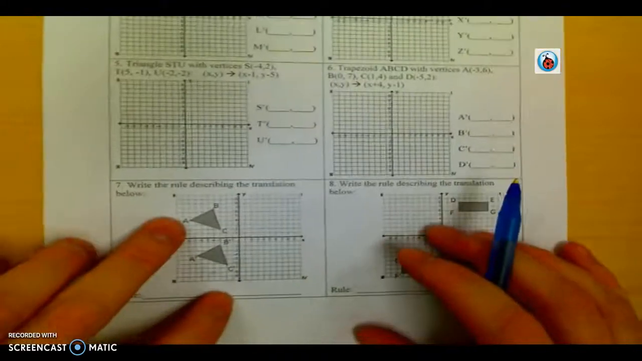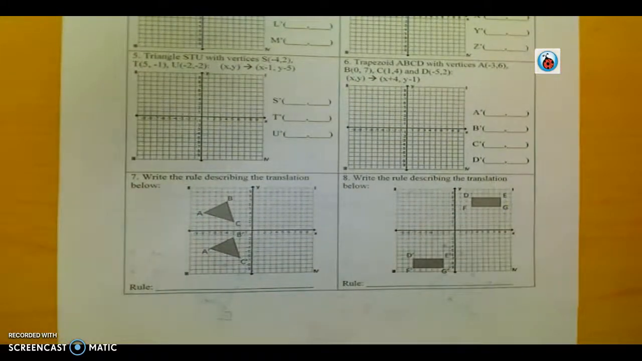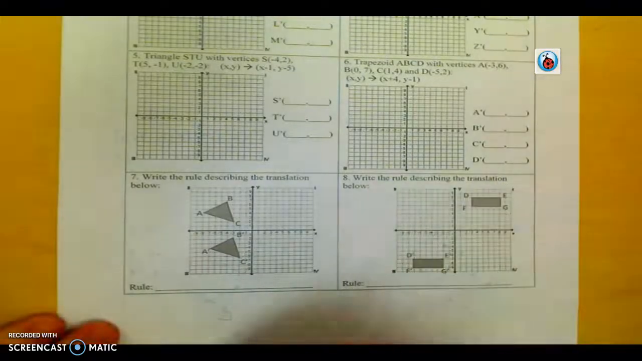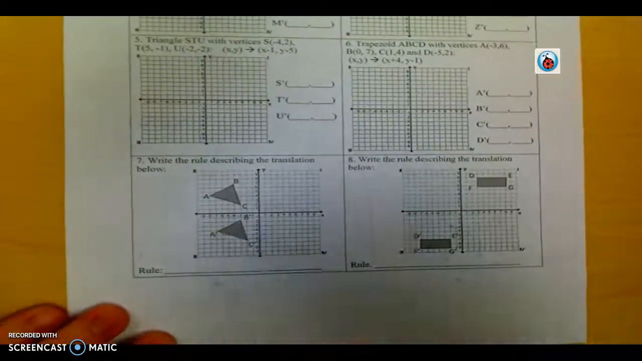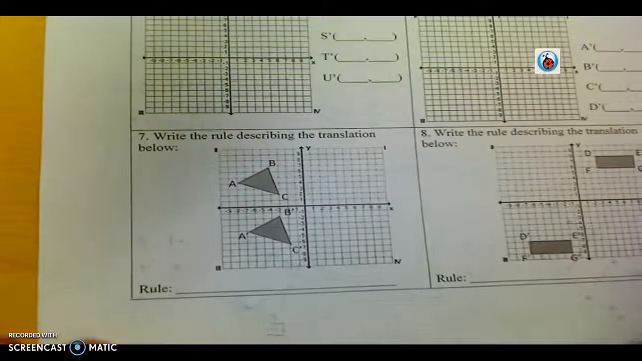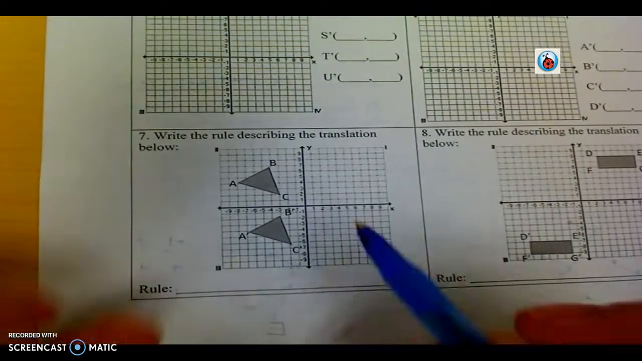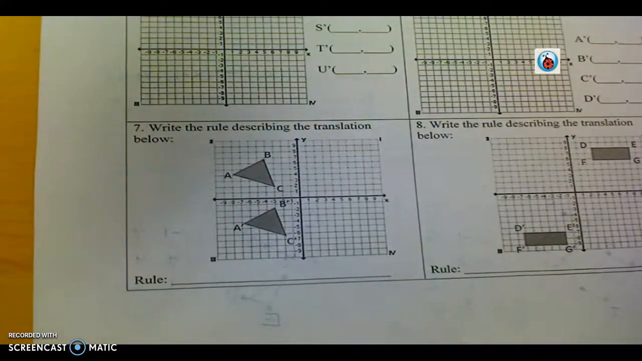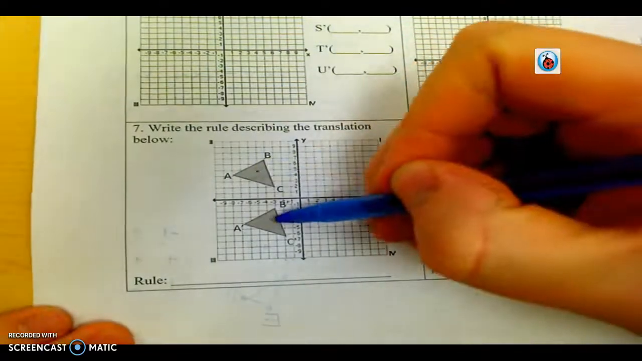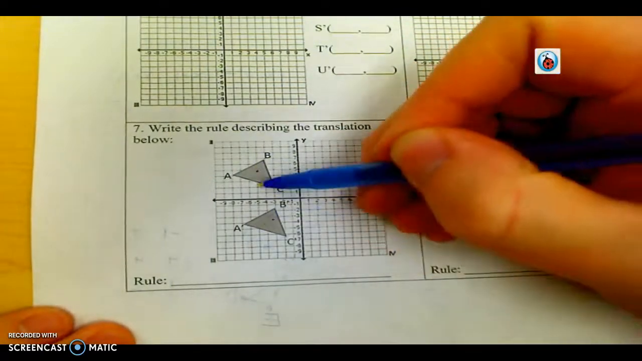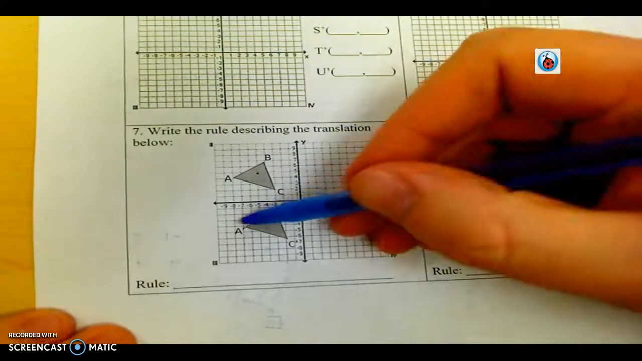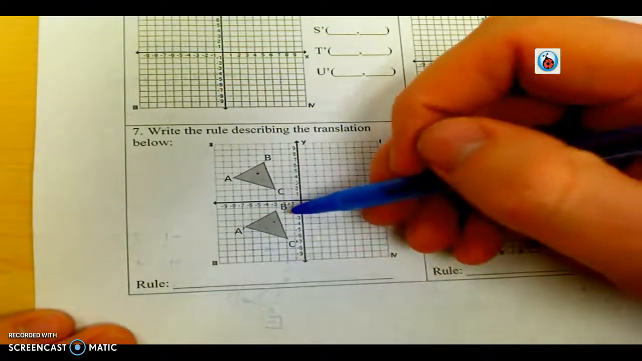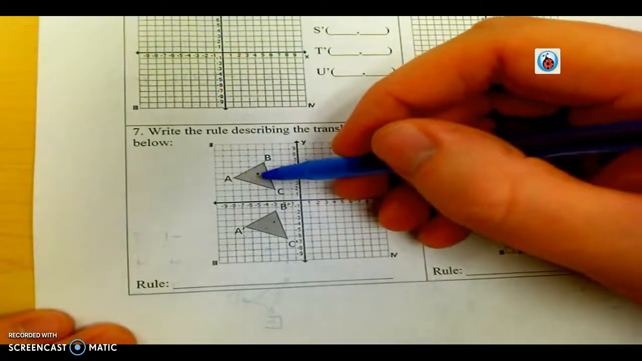And then let's just go over number 7 real quick so you can see how 7 works, and then I'll have you guys try 8. For number 7, it's a little backwards. This time we are trying to write the rule for the translation. We got a pre-image, we have the new image, and we need to find the rule. So this is where the primes are important. You got to pay attention. Am I going from this triangle to this triangle, or the bottom triangle to the top triangle? Well, the bottom triangle has the primes, so we know this is my pre-image.